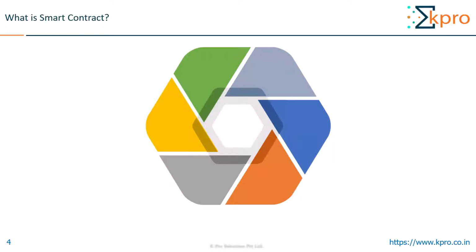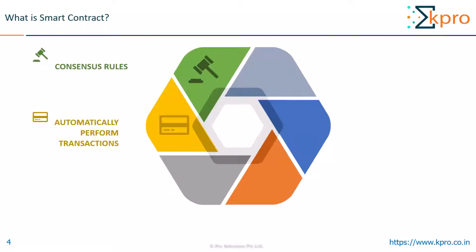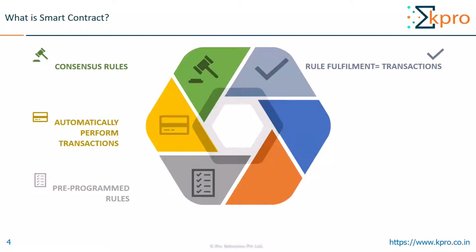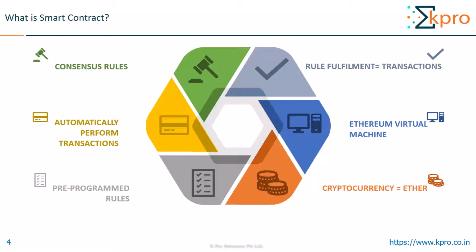Next, let us see what is smart contract. In Ethereum, the consensus rules are enforced by smart contracts. They are designed to automatically perform transactions and other actions among trusted parties. The rules that the parties need to abide by and the terms and conditions are pre-programmed into the smart contract. Only after the fulfillment of these conditions can transactions take place. There is also something known as EVM, or the Ethereum virtual machine, which serves as the runtime environment for smart contracts. Ethereum also provides a cryptocurrency called Ether. So this is basically all about the smart contract.